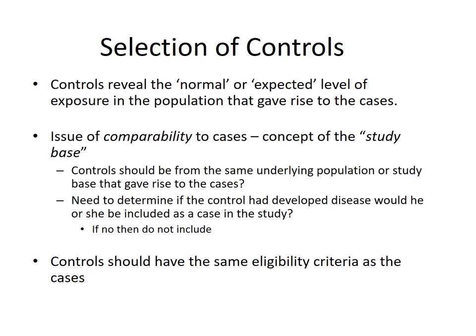We need to determine whether, if the control had developed the disease, he or she would be included as a case in the study. For example, take a certain infection, let's say influenza. If a patient had influenza and then recovered and became disease-free, could this patient be eligible as a control or not? Actually, this type of patient is not eligible. You can't include patients who had the disease and then were cured and became disease-free as controls. This will introduce bias. Subjects who are controls shouldn't have the disease in the time frame you are looking at. Again, controls will have the same eligibility criteria as the cases.